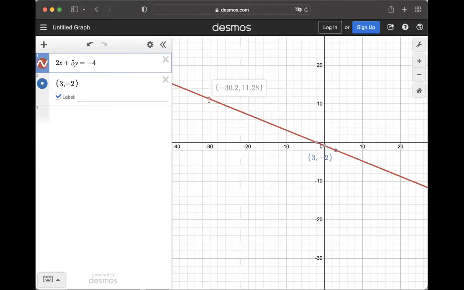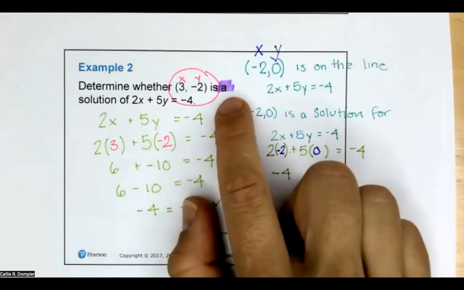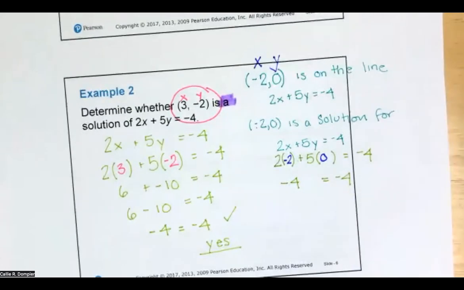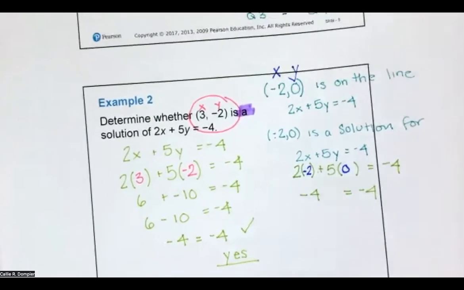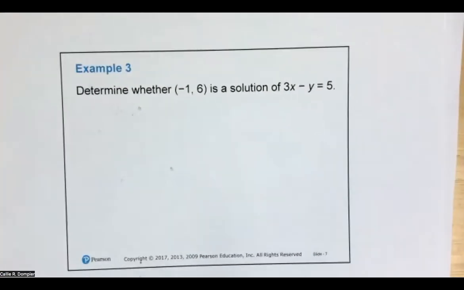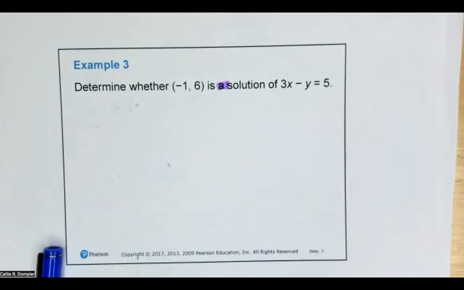If you put in -30 for x, you'll get out 11.2 for y. So all of these are different solutions. They're not just one, they're just asking you to show that you know how to check if it is one of the solutions. But there are many, many solutions. Good question though. All right, so a solution, not the solution, but just a solution.